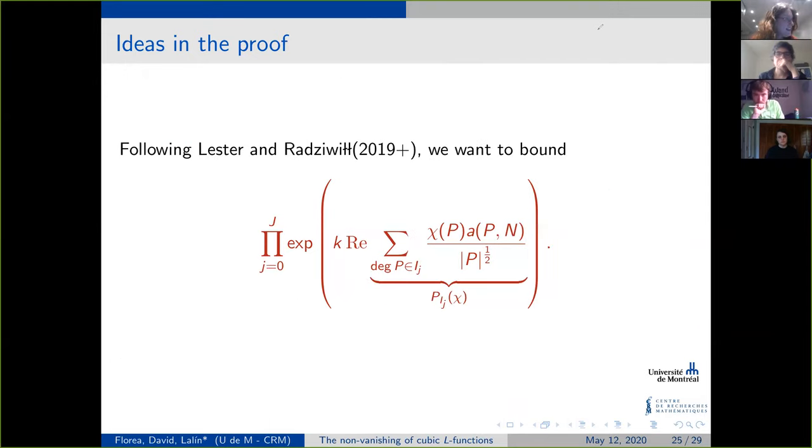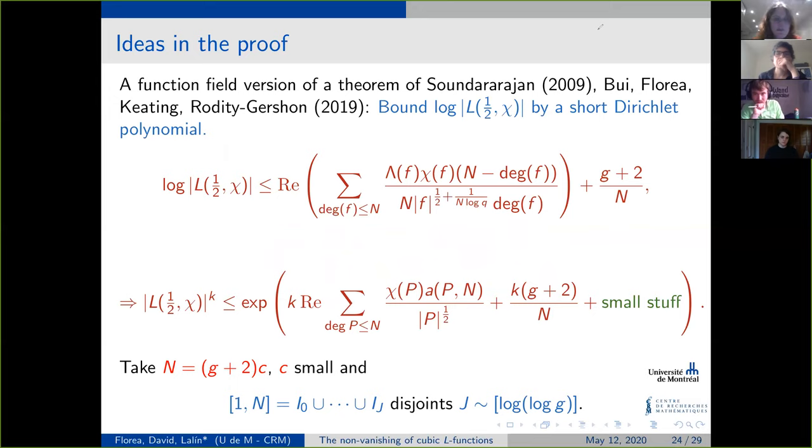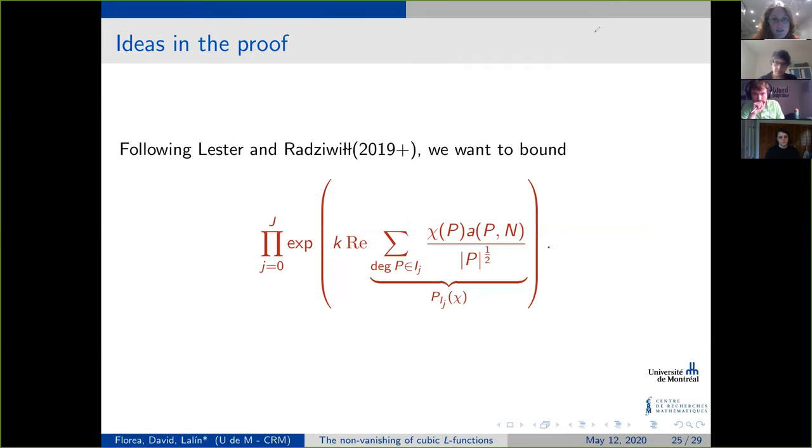And so basically, this is the exponential that we want to bound. So again, let me go back a minute. We want to bound the sum of these with k equal 2, but we do it in general for k. In order to do that, we want to bound the sum over the primes, and so we separate the primes into different intervals.